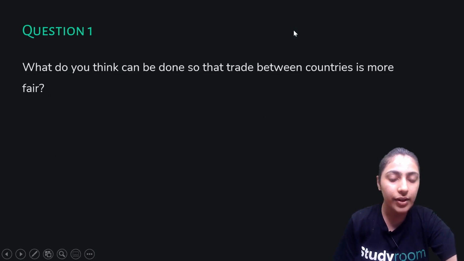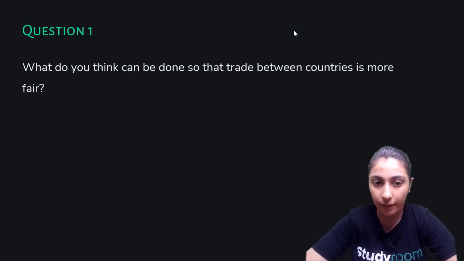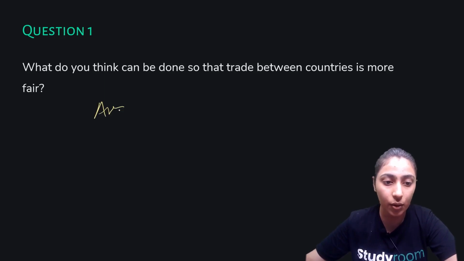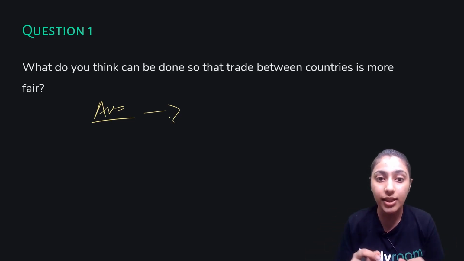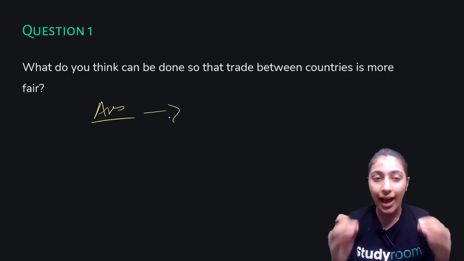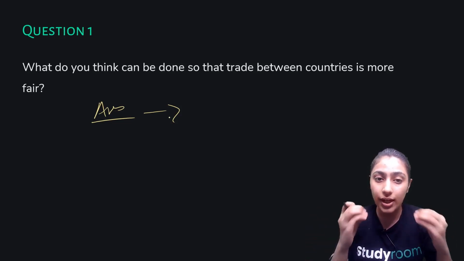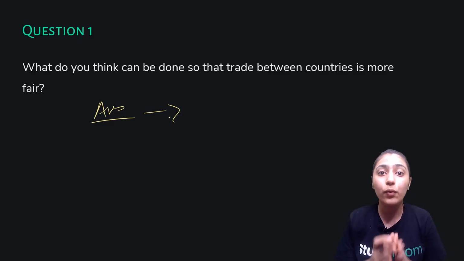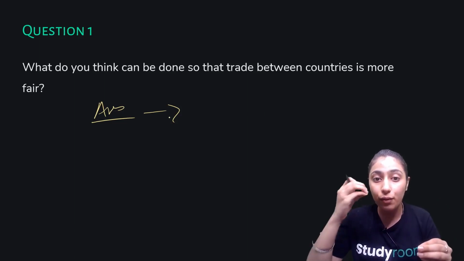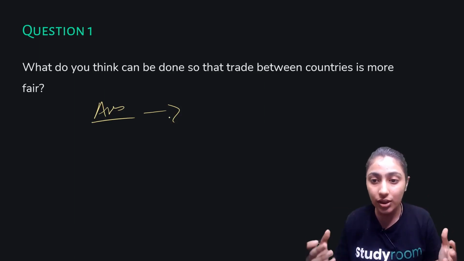So moving forward, we have a question which says, what do you think can be done so that trade between countries is more fair? So the answer to this is very, very easy. In order to make the trade between two countries more fair, it's important that both the countries should remove the trade barriers from both the sides, and they should let goods and services flow in the market from both the sides, and then let the demand and supply of the market decide which good from which country should come into the market, instead of making and taking decisions themselves. So this is how it will be fair trading.